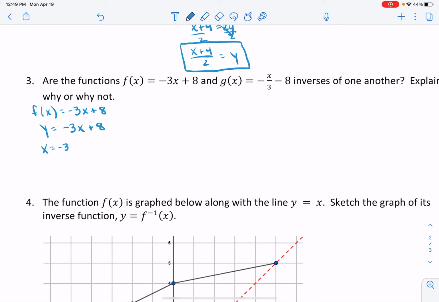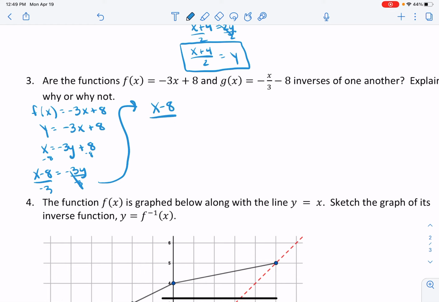So I've got x equals, I'll subtract 8 and divide by negative 3. So x minus 8 over negative 3 is equal to y. All right, so when I see that, these two are not the same here. The x minus 8 over negative 3, these aren't the same. So I'm going to write no, they are not inverses.